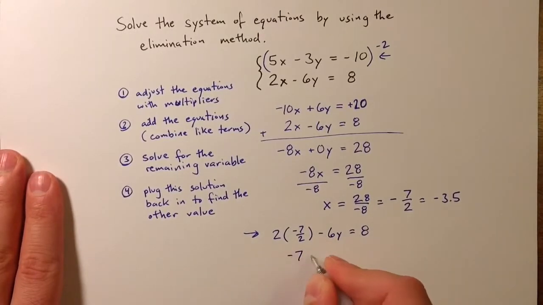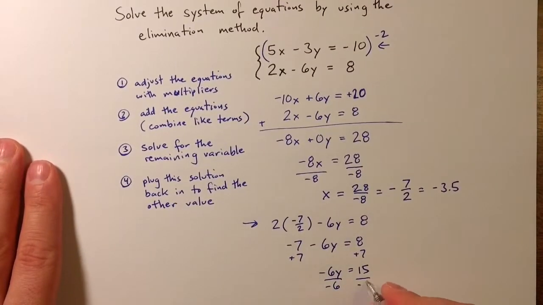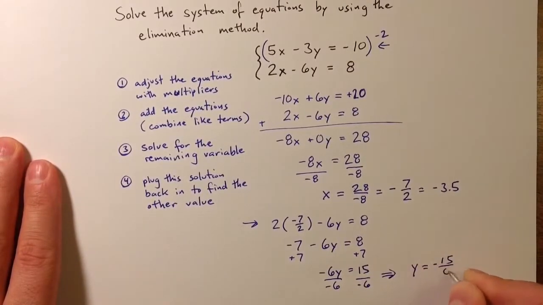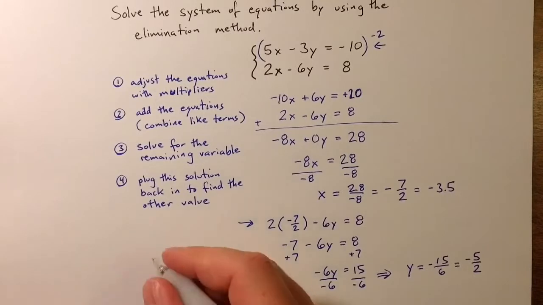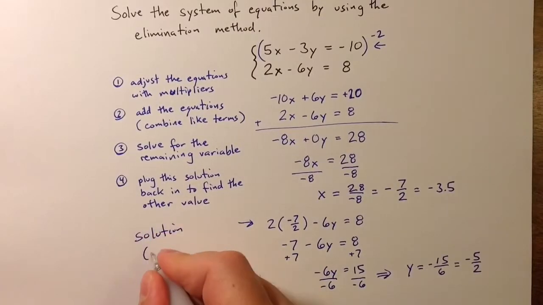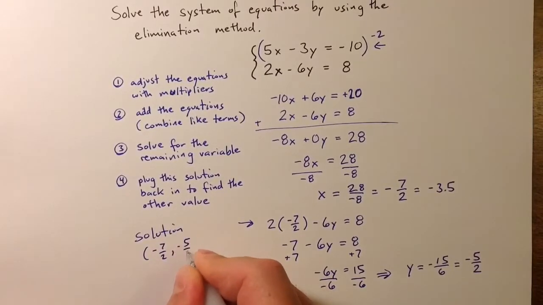So I get a negative 7 minus 6y equals 8. If I add 7 to both sides, I get negative 6y equals 15. Dividing both sides by negative 6 gives me y equals negative 15 over 6, which simplifies to negative 5 over 2. Dividing both the top and the bottom by 3. So our solution is hopefully negative 7 over 2 for x, and negative 5 over 2 for y.